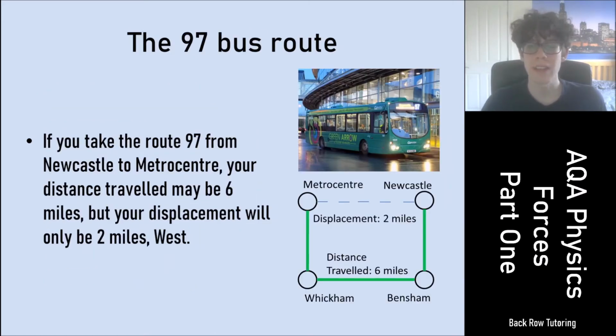So if we have a look at this example, the 97 bus route, the 97 goes from Newcastle to Metro Centre, and that is a displacement of about 2 miles. But the actual distance travelled is more like 6 miles because the bus doesn't go a direct route. So if you take the route 97 from Newcastle to the Metro Centre, your distance travelled may be 6 miles, but your displacement will only be 2 miles west.